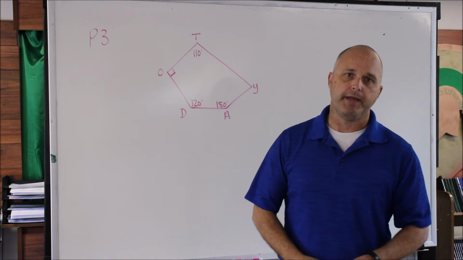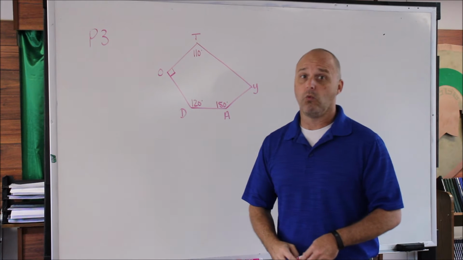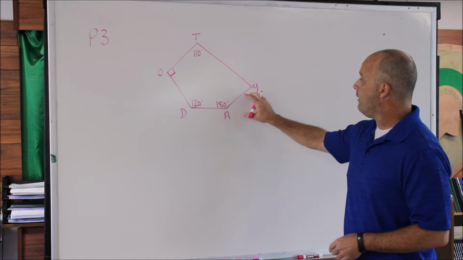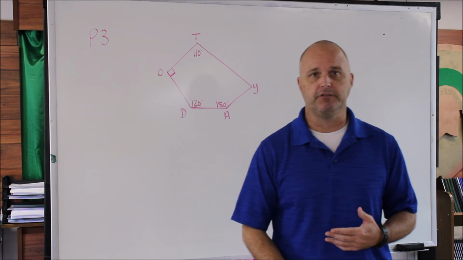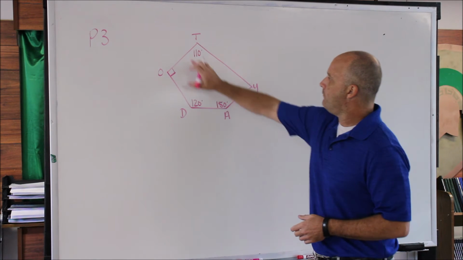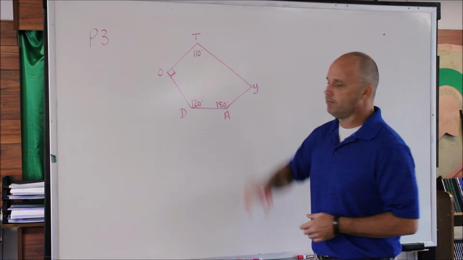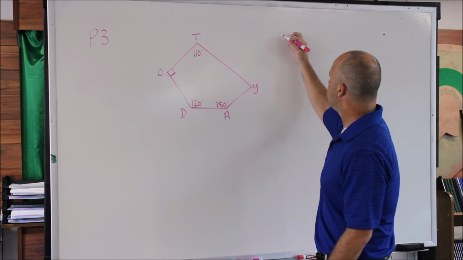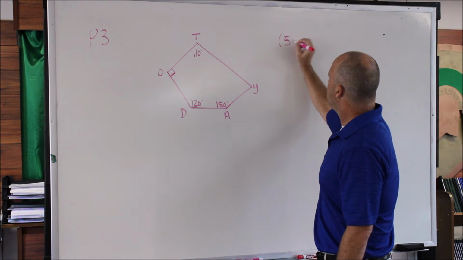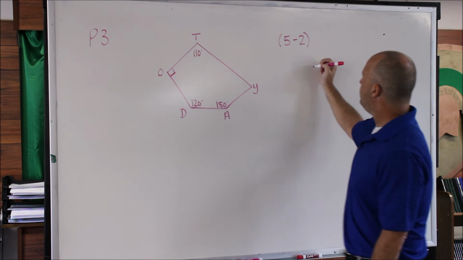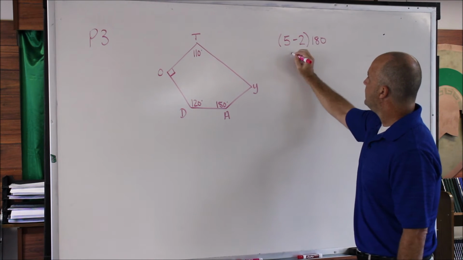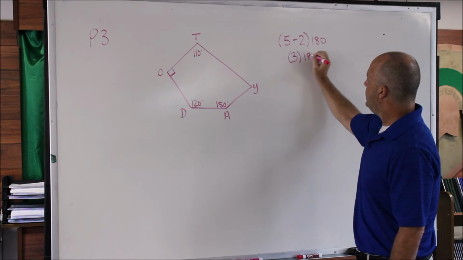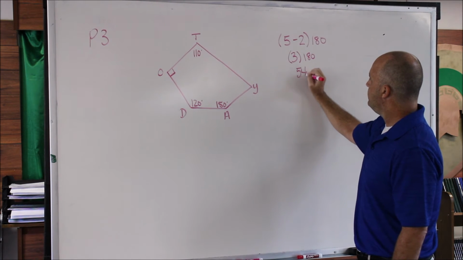In problem number 3, we're being asked, what is the degree measure of angle y? Before we can figure out what the measure of angle y is, we need to determine how many degrees are there in this polygon. So we have a 1, 2, 3, 4, 5-sided polygon. So let's go ahead and plug that in to the angle sum theorem. So 5 minus 2 times 180, and that's going to give us 3 times 180, which is equal to 540.